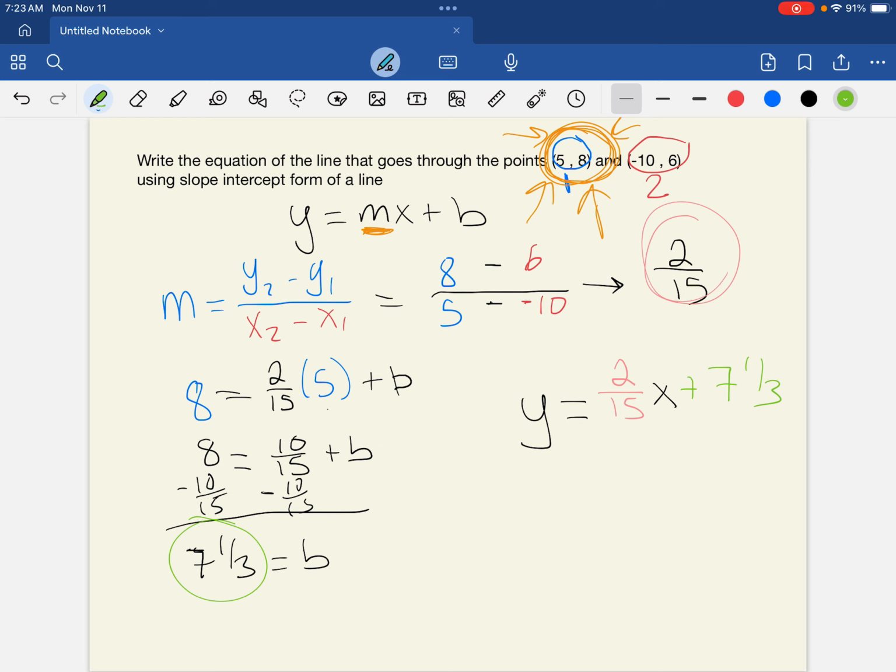This is about as difficult as I can make this. If you have questions, please be sure to reach out to me. And this is how you write the equation of a line given 2 points in slope intercept.